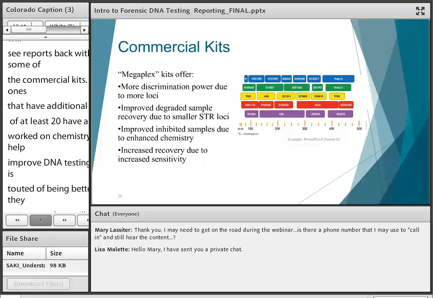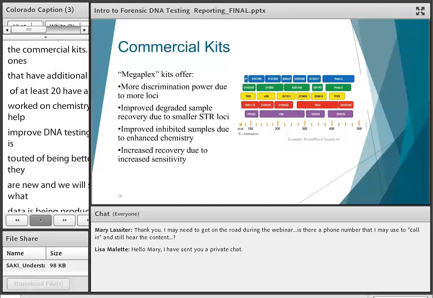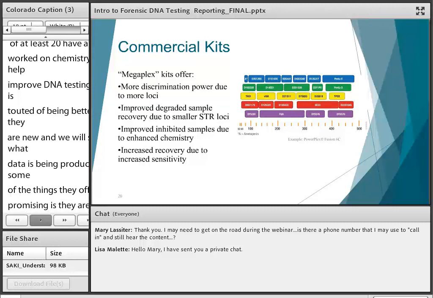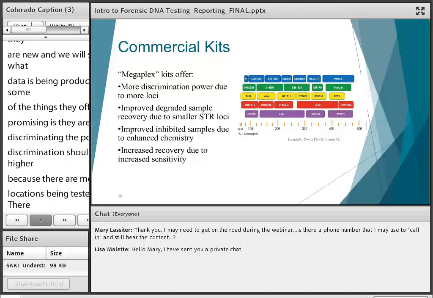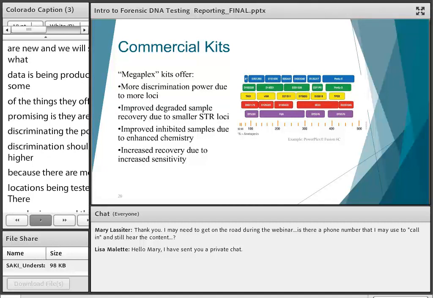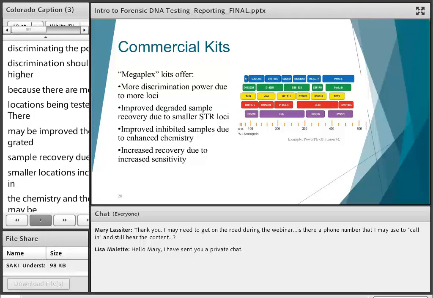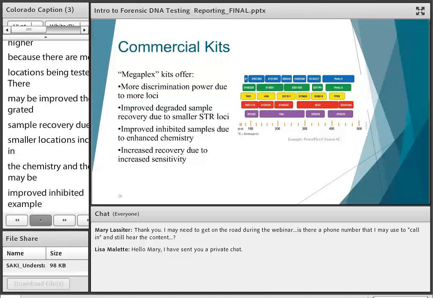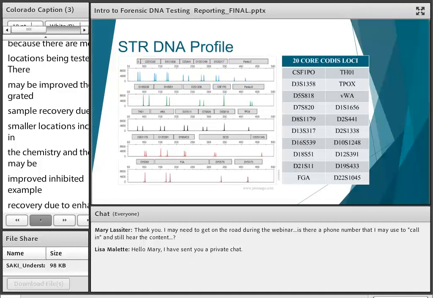But some of the things that they offer as promising is that they're more discriminating. The power of discrimination should be higher because there are more locations being tested. There may be improved degraded sample recovery due to the smaller STR locations that are included in the chemistry. There may be improved inhibited sample recovery due to enhanced chemistry and also increased sensitivity, which may or may not be a good thing. Again, that will be noted in time as experience with these kits is obtained.